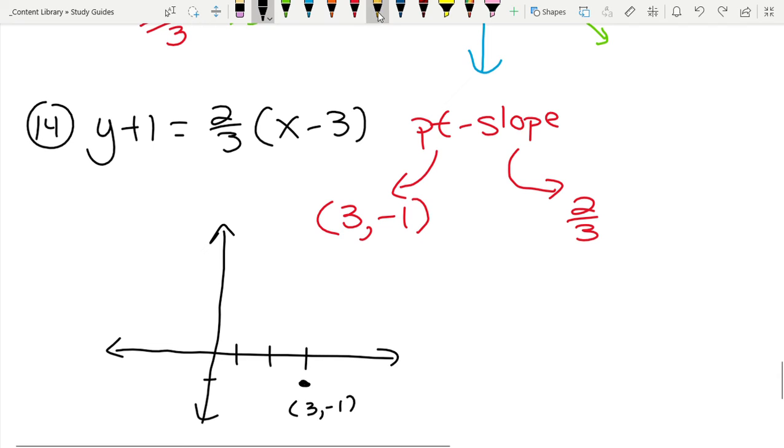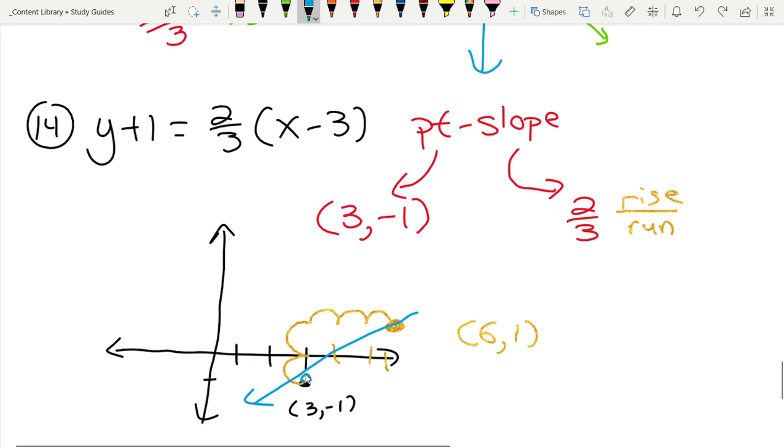Slope is 2/3, so I'm now going to go up 2 because that's the rise, and now I will run 3 to the right. 1, 2, 3. 1, 2, 3. And that puts you right here, which ends you up at (6, 1). Then just connect your dots, and you're done with the graph. Make that a bigger point. We didn't change the equation, we used the equation to our advantage. So never change equations when graphing, just use what they give you.